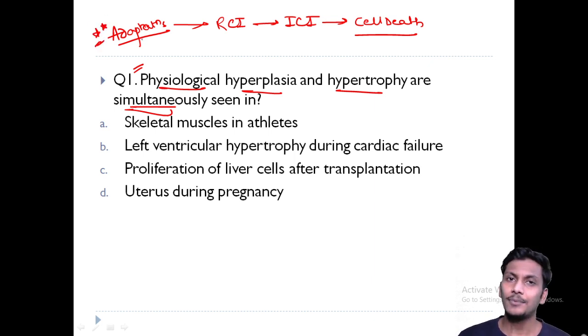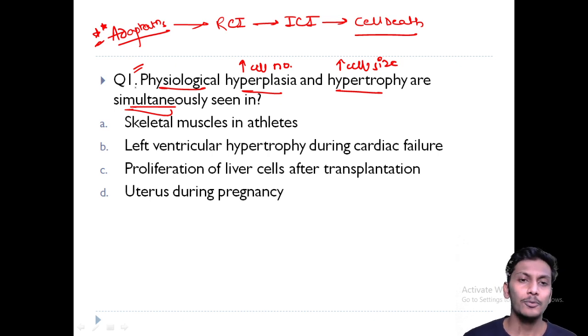Now there are four types of cellular adaptations we have discussed. First was atrophy, decrease in cell number as well as cell size. Second was hypertrophy, increase in cell size. Hyperplasia means increase in cell number, and metaplasia means change of one adult mature cell type into another adult mature cell type. So this is the basis.